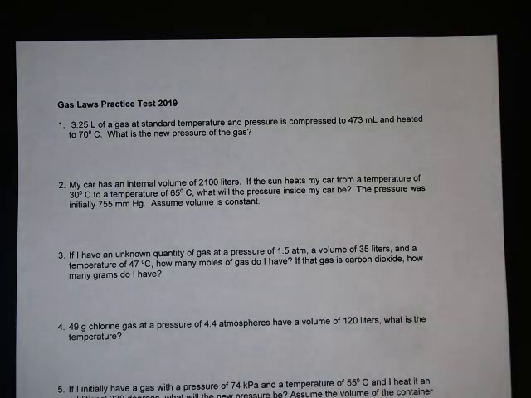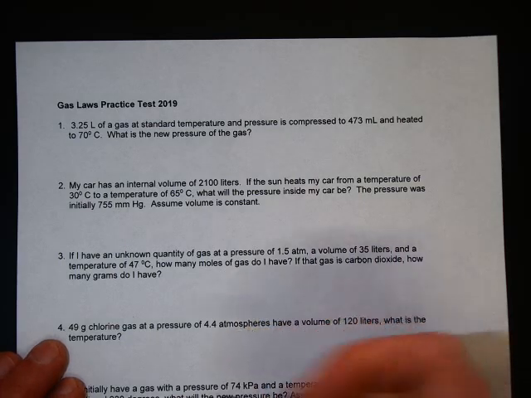Hi, here's a run through of some gas law problems that you might see on the test on Wednesday.